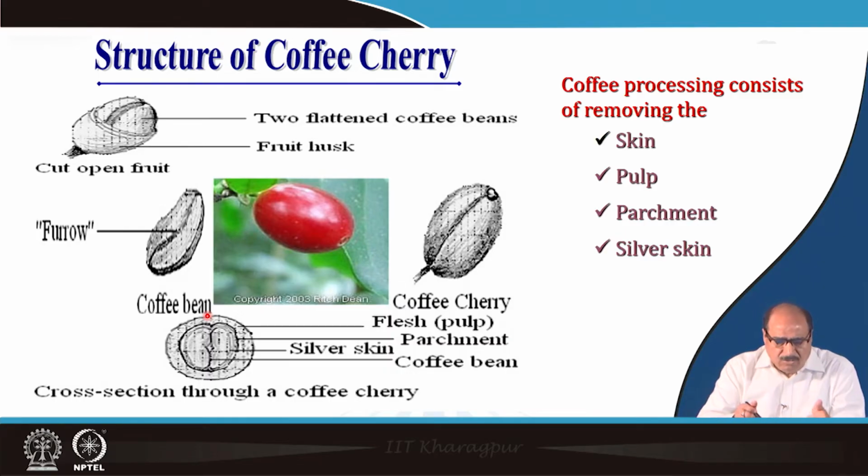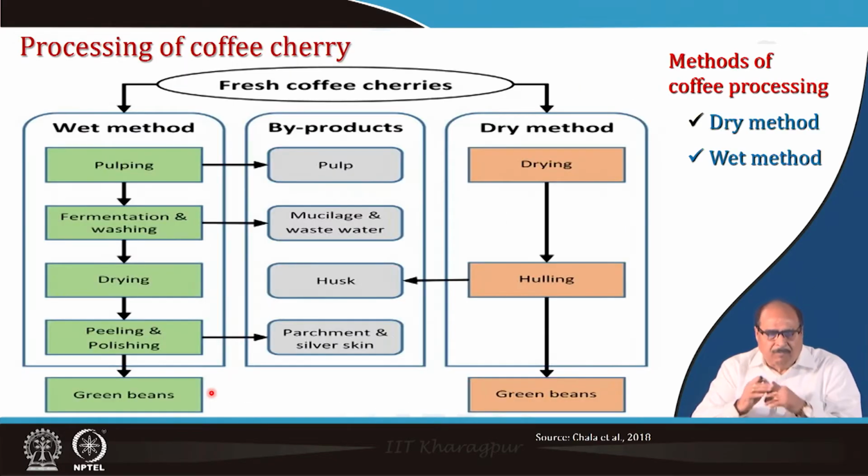So, when we talk about coffee processing, it involves removing the skin, pulp, parchment and silver skin, that is the outermost covering skin, then the pulp, parchment paper and silver skin which surround the bean. These are removed using appropriate methods, and that is the processing of coffee. Here the schematic of coffee processing is shown.